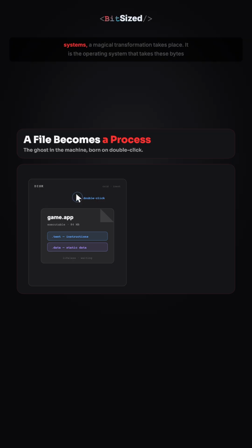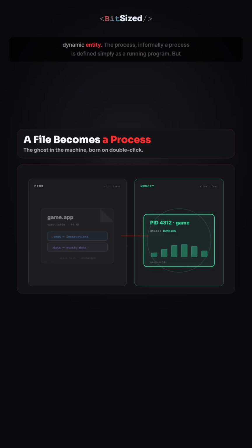In the world of operating systems, a magical transformation takes place. It is the operating system that takes these bytes and gets them running, transforming the program into something useful. That lifeless file springs into action and transforms into a completely dynamic entity, the process. Informally, a process is defined simply as a running program.